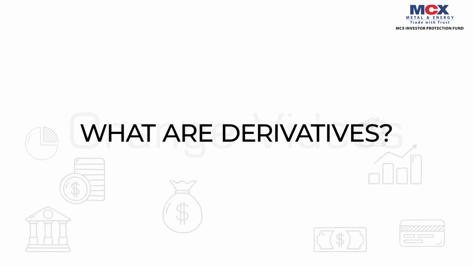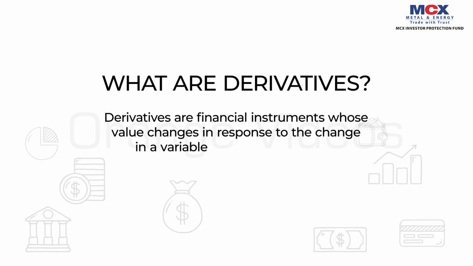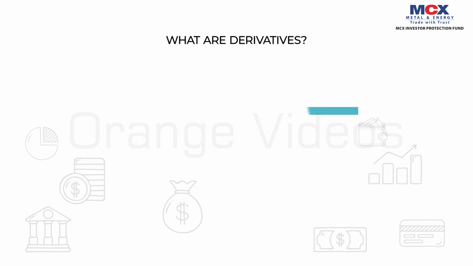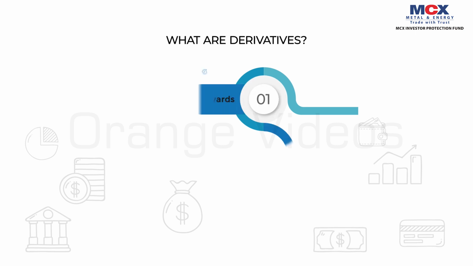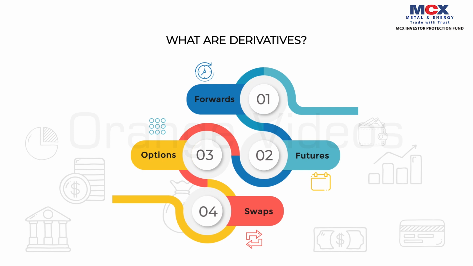What are derivatives? Derivatives are financial instruments whose value changes in response to the change in a variable called underlying. The different types of derivative financial instruments are forwards, futures, options, swaps.